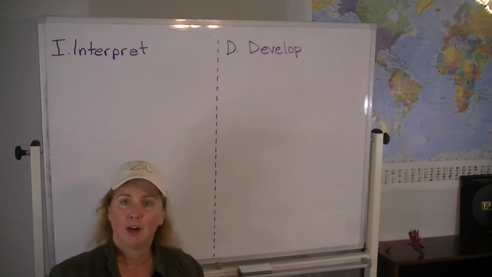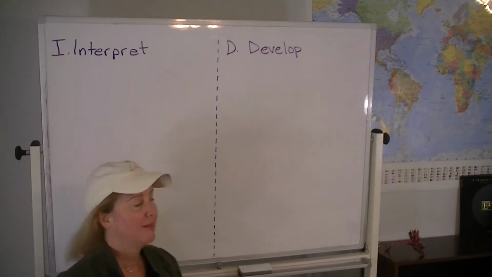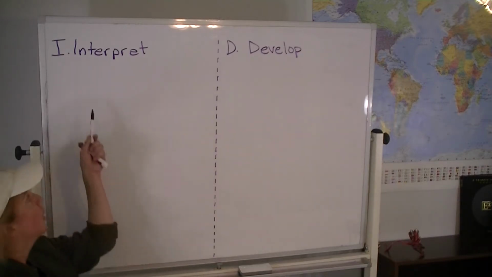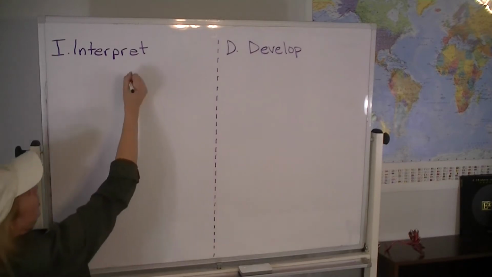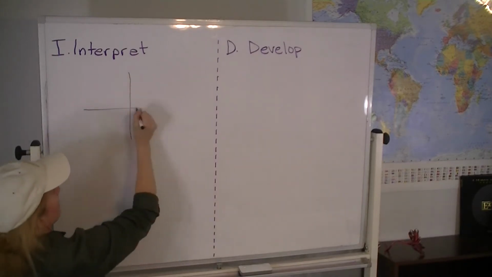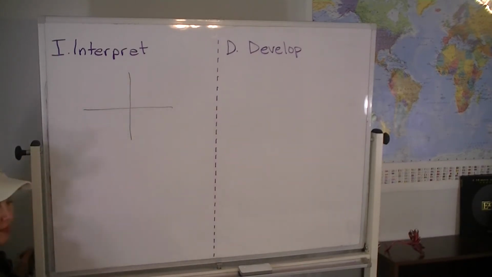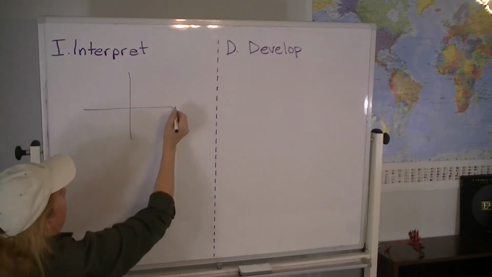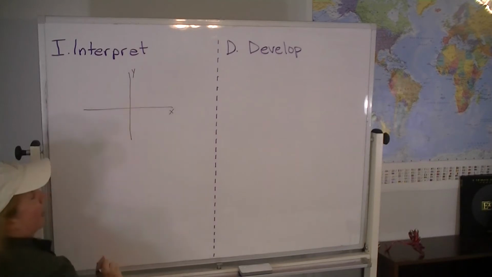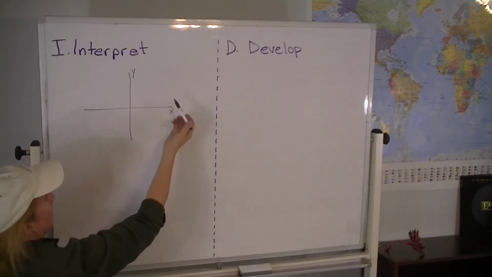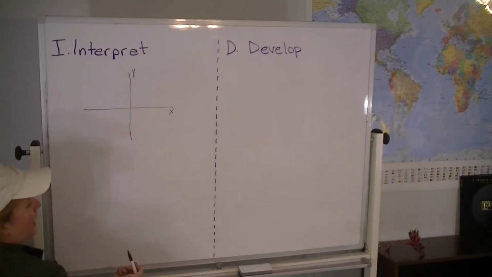The first step in our physics problem solving format, the I, stands for interpret. Now, let's interpret this problem, and that usually involves drawing a picture. You don't have to be an artist, but you need to do something that's going to help you solve the problem. Often that requires setting up a coordinate system. So we will have x axis be our horizontal axis and y on the vertical axis.